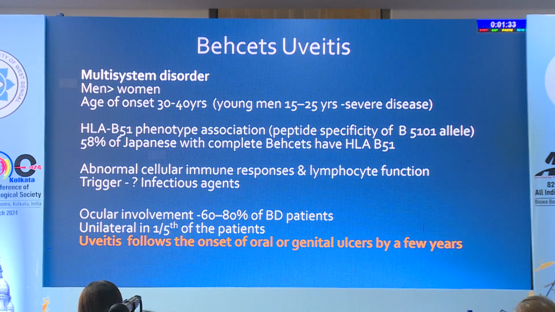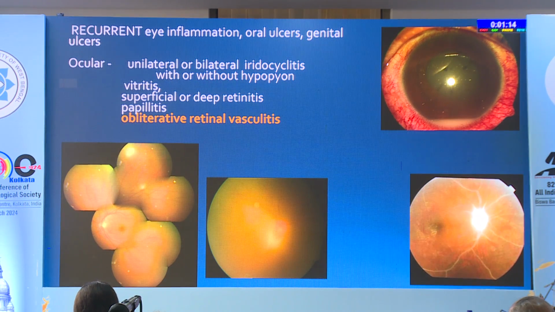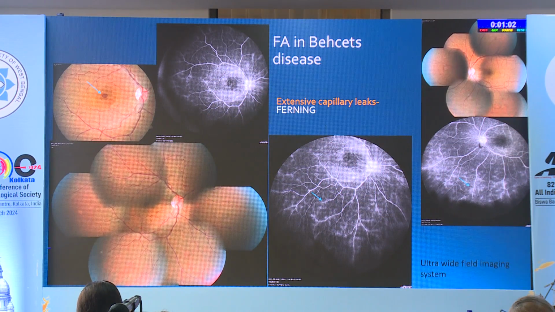Behçet's disease is common amongst the Japanese patients, where more than 58% of the Japanese patients have complete Behçet's with HLA-B51 positivity. What is important to remember is that the uveitis in Behçet's disease follows the onset of oral and genital ulcers by a few years. They present with bilateral iridocyclitis with or without hypopyon and vitritis, but they also have obliterative retinal vasculitis, which rapidly progresses to optic atrophy.